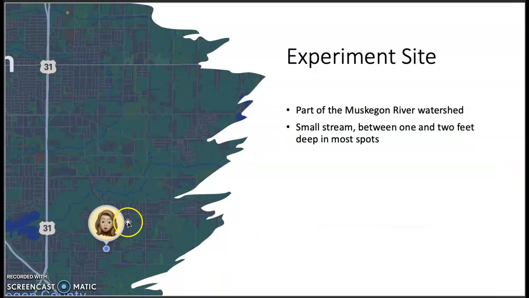And this is the stream behind my house that we're going to be looking at. It's part of the Muskegon River watershed. It's a small stream. It doesn't really get over 2 feet deep in any spots. I'm sure it does as you get closer to the watershed and the larger parts of the water system, but in the sections that we're going to be looking at, it's not very deep.